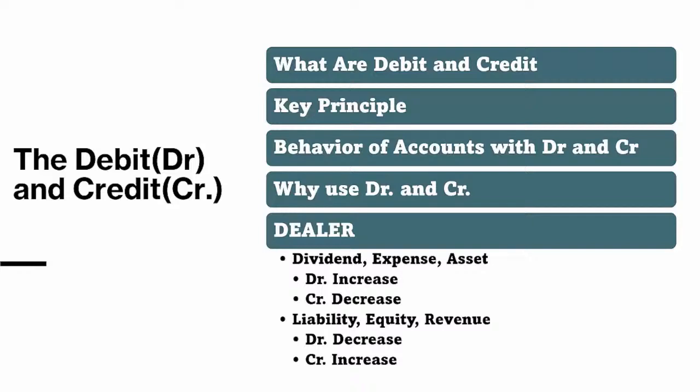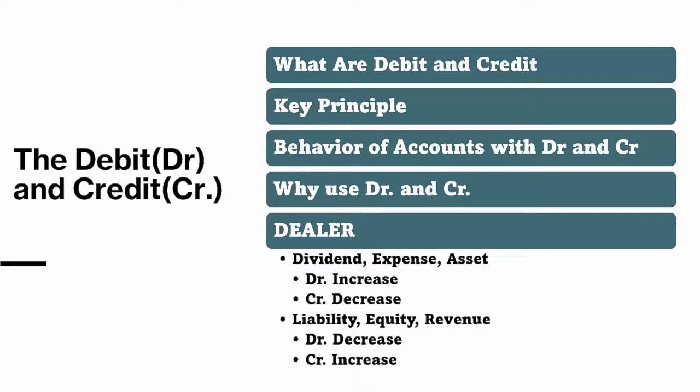Debits and credits depend on the type of account. Different types of accounts behave differently with debits and credits. Here's a simple guide to help you remember. 1. Asset accounts, e.g., cash, equipment, accounts receivable: debit equals increase, credit equals decrease. 2. Liability accounts, e.g., loans payable, accounts payable: debit equals decrease, credit equals increase. 3. Equity accounts, e.g., owner's capital, retained earnings: debit equals decrease, credit equals increase.